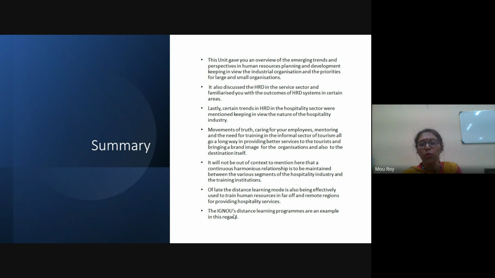So moments of truth, caring for your employees, mentoring, and the need for training in the informal sector of tourism, all these go along in providing better services to the tourist. And what happens, they bring a brand image for the organizations and also for the destination. So it will not be out of context to mention here that a continuous harmonious relationship is to be maintained between the various segments of the hospitality industry and the training institutions.